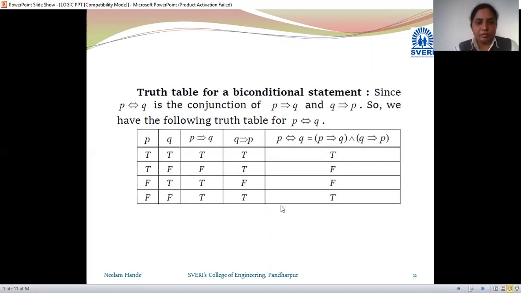Conditional statement, biconditional statement, truth table for P, Q. We always write this: true, true, false, false for P, and true, false, true, false for Q. For P implies Q, we have seen the table right now: true, false, true, true. This is P implies Q. Similarly, we can write Q implies P. The biconditional statement is the conjunction of these two, so use the AND table. True, true is true. False, true is false. True, false is false, and false, false is again true. So this is the truth table.